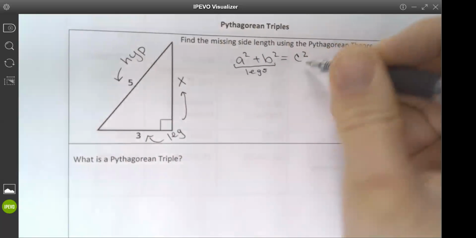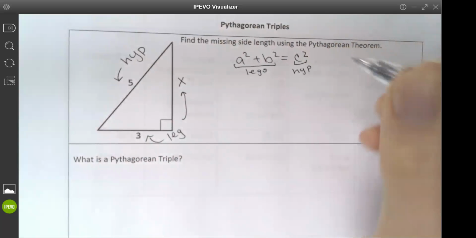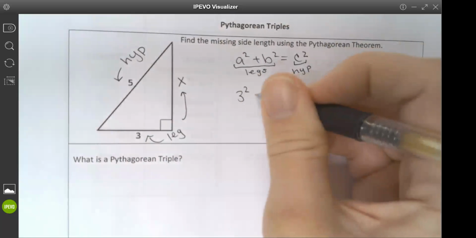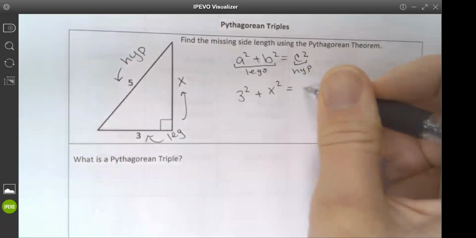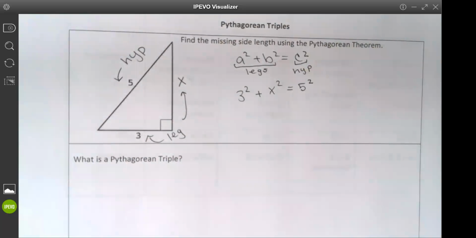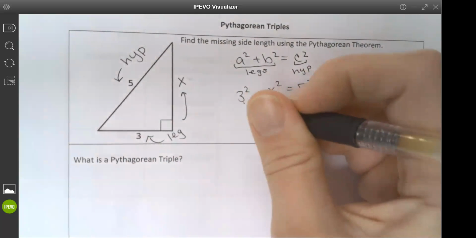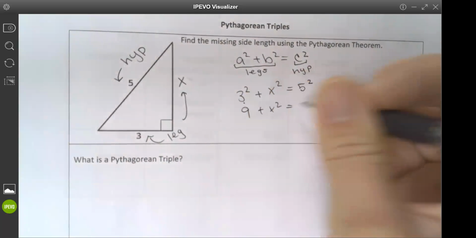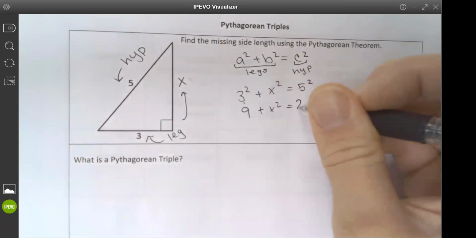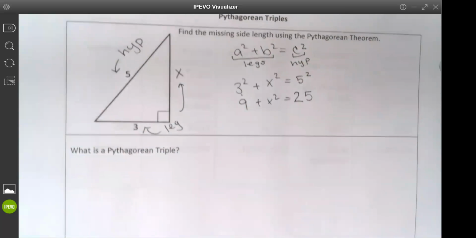again, we need to make sure these are legs. That's the hypotenuse. We would have 3 squared plus x squared equals 5 squared. We have a leg and a hypotenuse. Somebody asked, does it matter how I put the legs in? No, I could have also written x squared plus 3 squared. That's fine. Okay, addition, it doesn't really matter what order I write them in. 3 squared is 9 plus x squared equals 5 squared is 25. How would I solve for x from here?